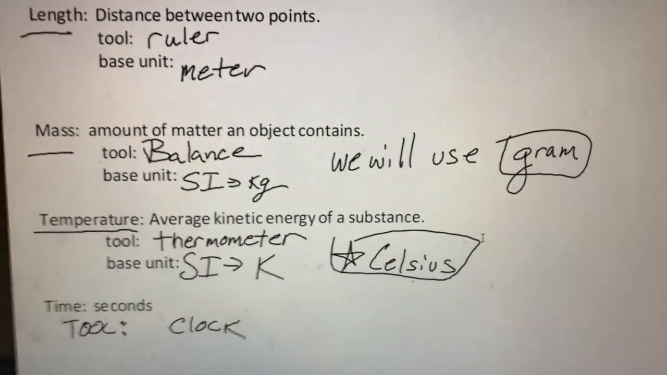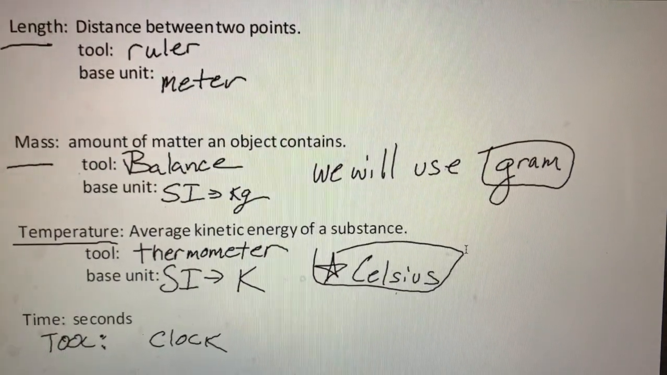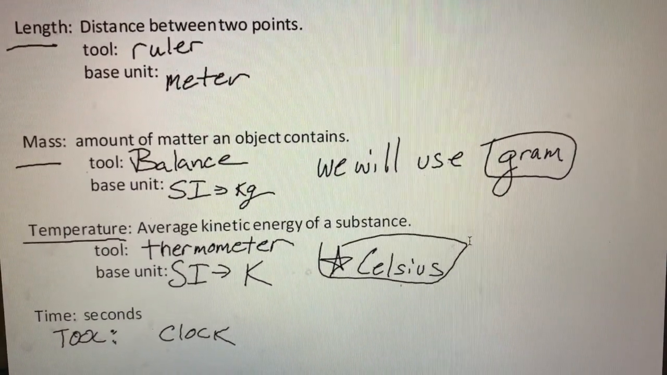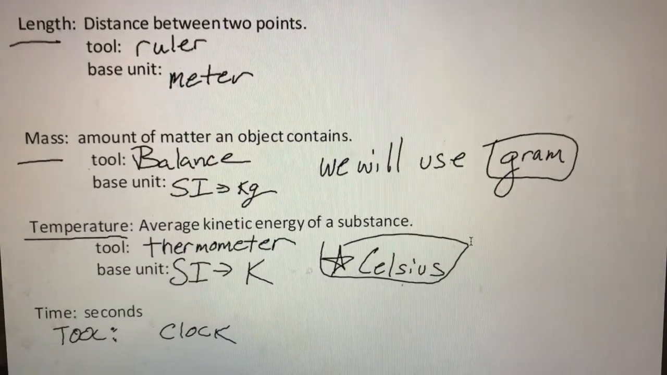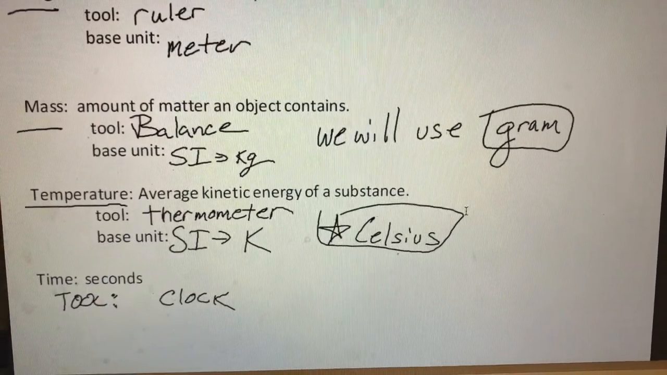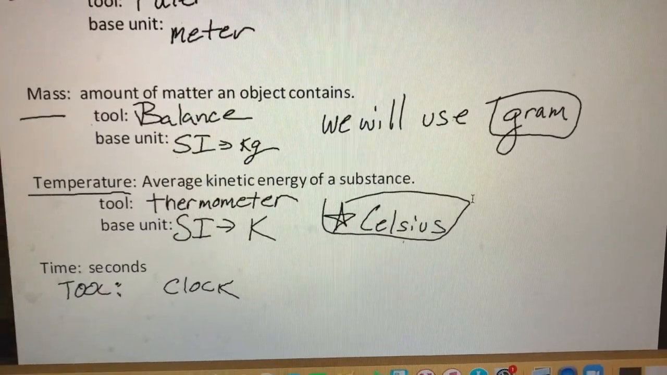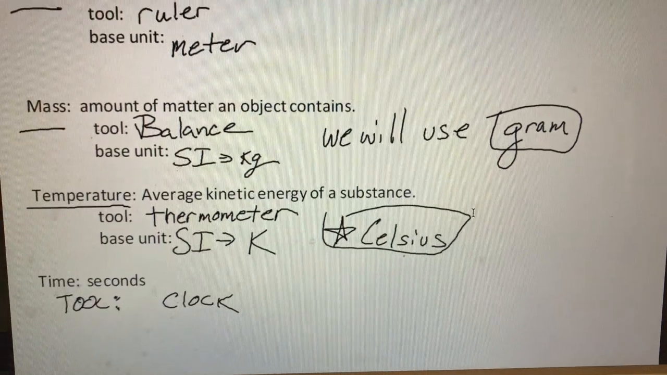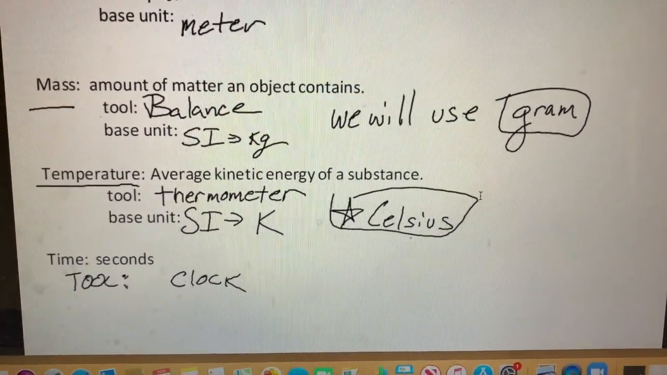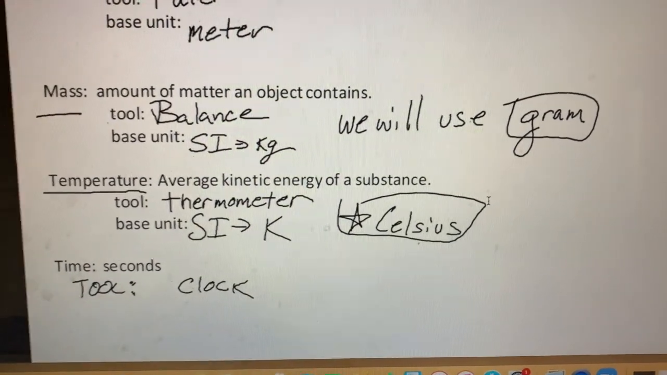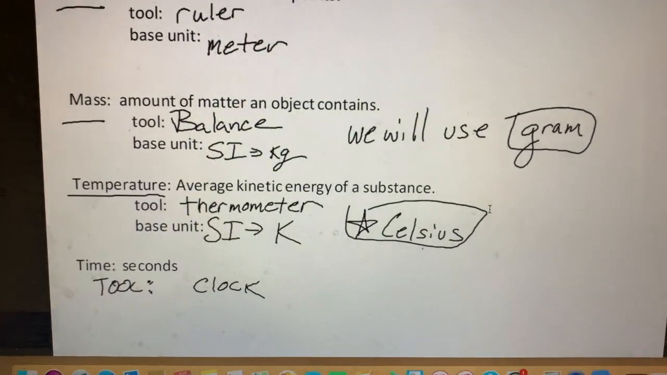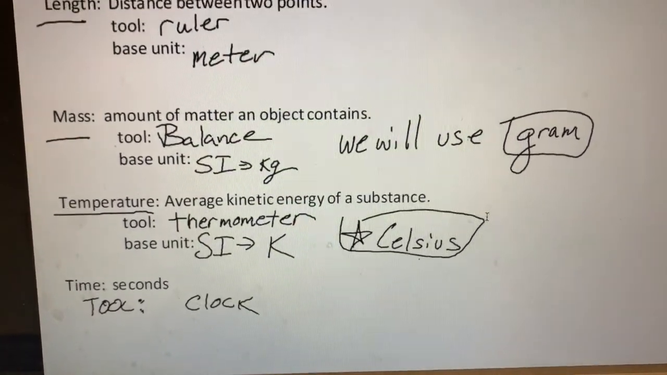All right, let's talk about some of these different base units. Okay, length is the distance between 2 points. The tool that you would use to measure length is simply a ruler. All right, it could be a measuring tape. And as we mentioned before, the base unit is a meter. Mass is the amount of matter an object contains. The tool that we use to measure mass is a balance, all right? The SI base unit is the kilogram. We're going to be using grams because in chemistry, we tend to use very small amounts in our labs, so we will be talking about it in terms of grams.